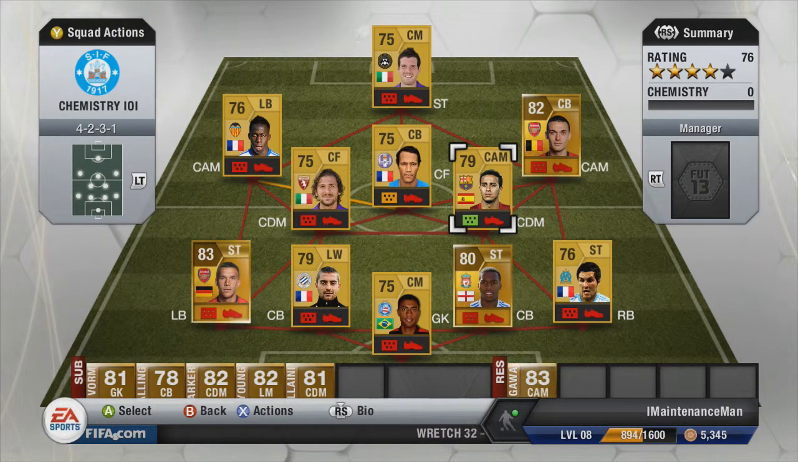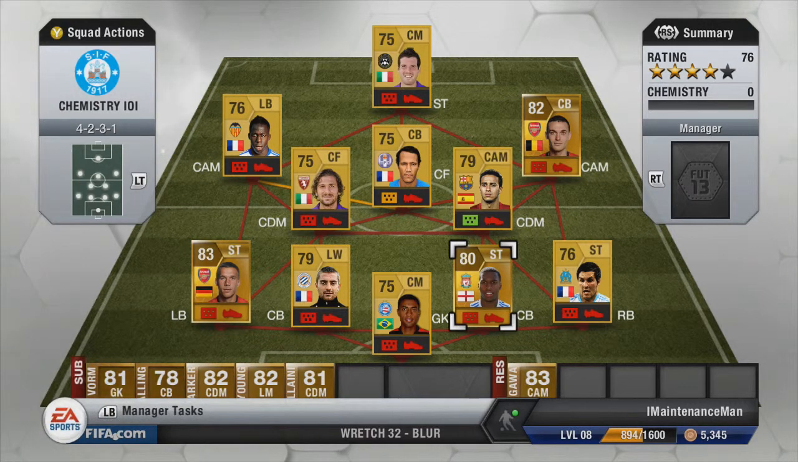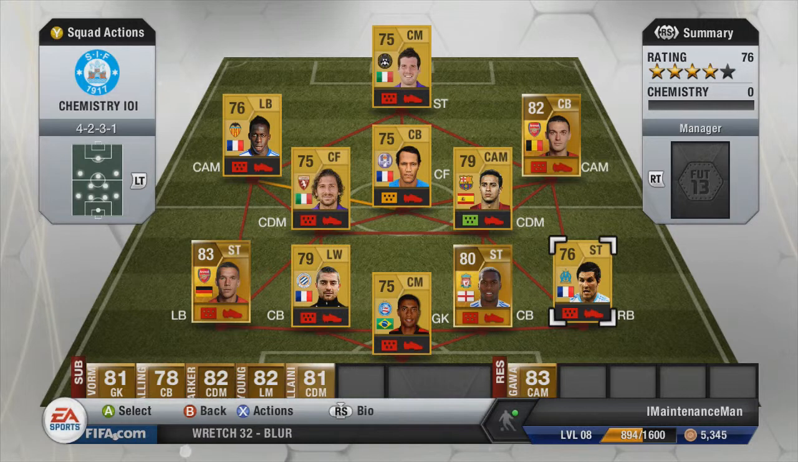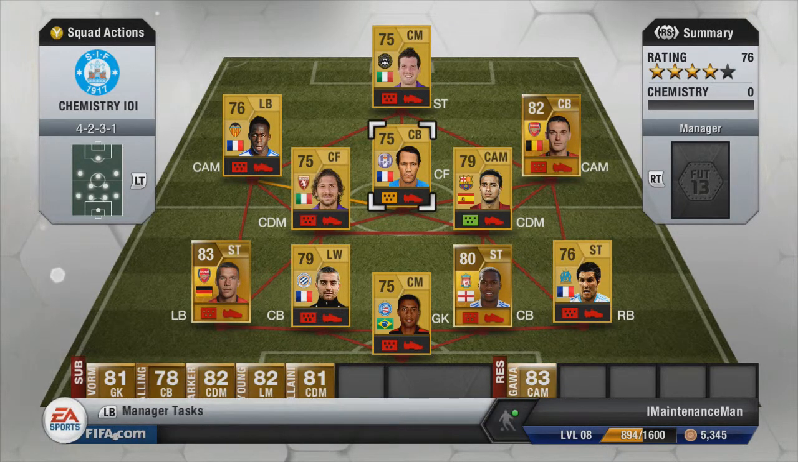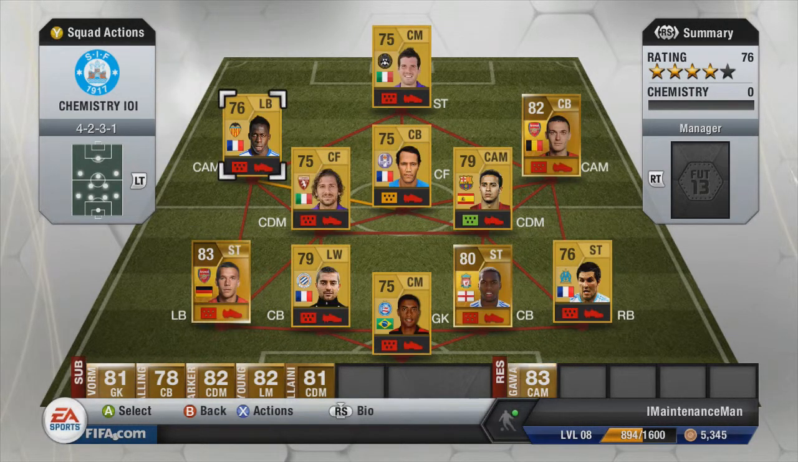Okay, so now here's an example of where you would get 0 chemistry, and you can see that to get 0 chemistry, basically all of the defence has to be completely out of position. So strikers, the midfield are all centre backs or attacking midfielders, centre forwards in the wrong formation. Even though we've got this slight link there between Sissoko and Zabina, it's not going to make any difference because they're so far out of position that they won't get any chemistry.